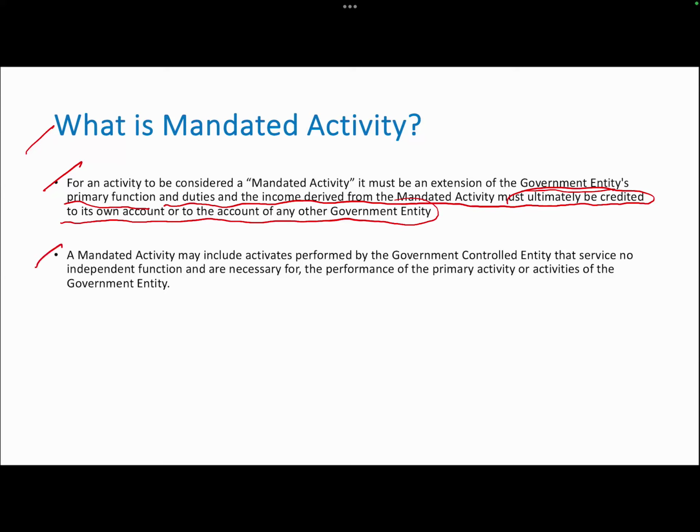Second point, a mandated activity may include activities performed by the government controlled entity that serve no independent function and are necessary for the performance of the primary activities of the government entity. So basically, the mandated activity may include activities performed by the government controlled entities that serve no independent function and are necessary for the performance of the primary activity or activities of the government entities.